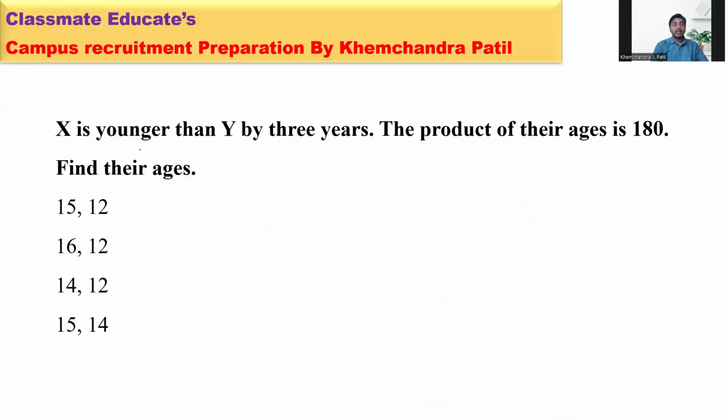Next question. X is younger than Y by 3 years. X is younger, means X is younger than Y. By how many years?